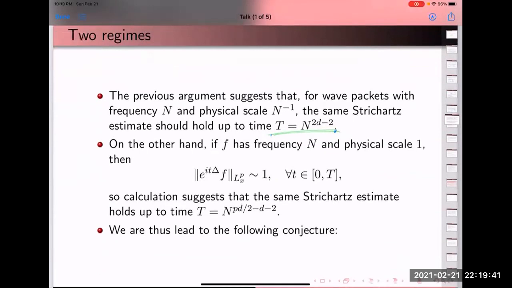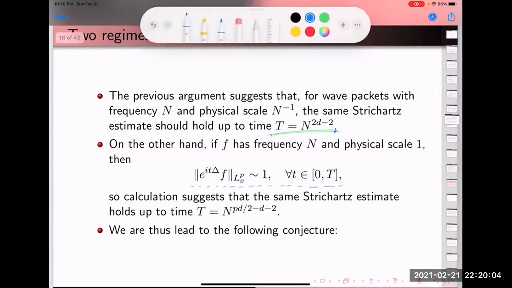That is, if you think f has frequency N, but it doesn't have physical scale 1 over N, then what happens is that this L^p norm will not have a peak, but it will remain constant for a pretty long time, for time T. And if you do the calculation, then they will suggest that you have the same Strichartz estimates up to this particular time, T equals N to the pd over 2 minus d minus 2, if this f has frequency N.